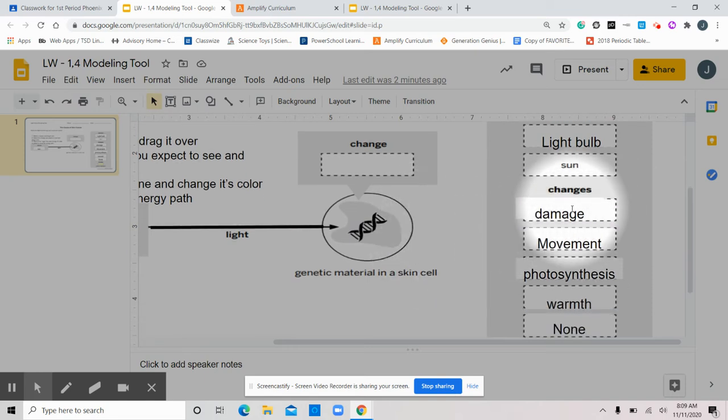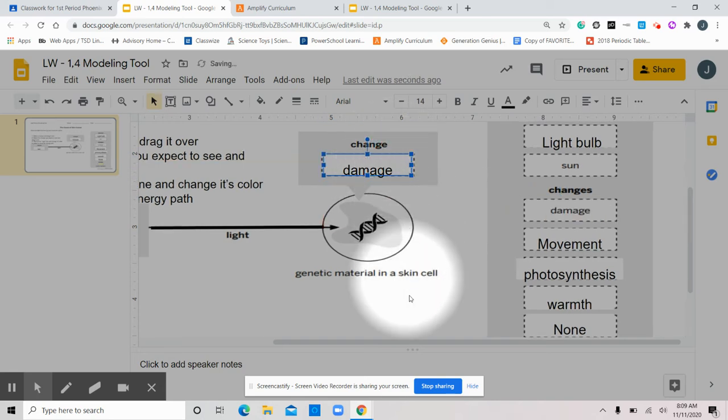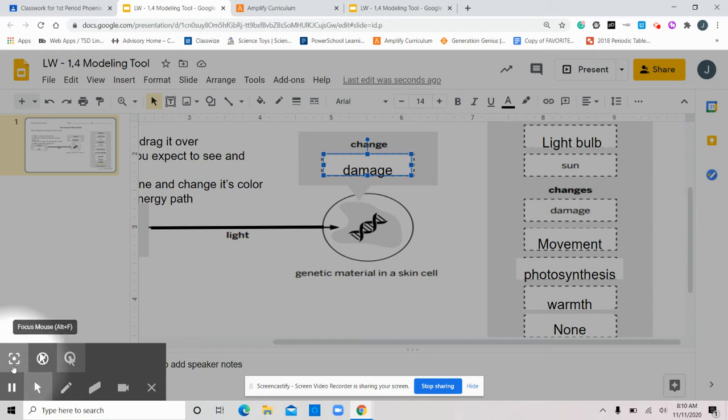However, it does cause damage. And if you reflect back to our work that we did in the sim, we saw that when we shined light onto genetic material, one of the results was damage, especially as it absorbed the ultraviolet radiation, X-rays, and gamma rays. All right.